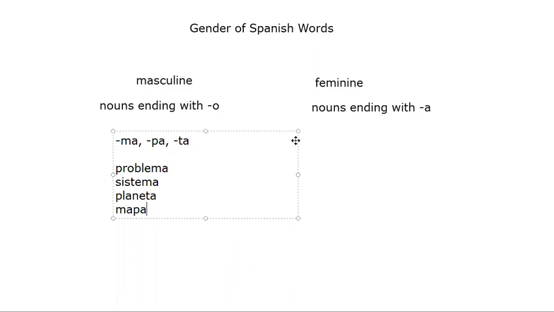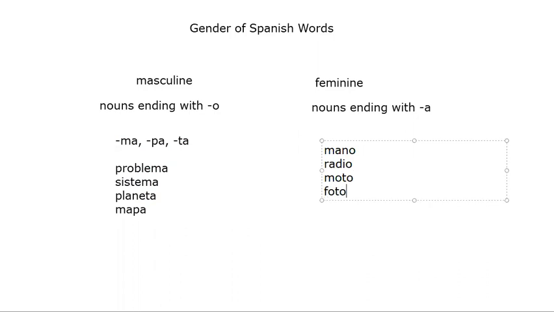On the other hand, there are some feminine words that end with O, such as mano, which means hand, radio, moto, foto. Now in the case of moto and foto, the reason that those are feminine is because they're actually short. Moto is short for motocicleta, foto short for fotografía. And so the longer forms of the words end with A and are feminine for that reason. When these words get shortened, they stay feminine even though the shortened form ends with an O. So there are some exceptions to the O and A rule.